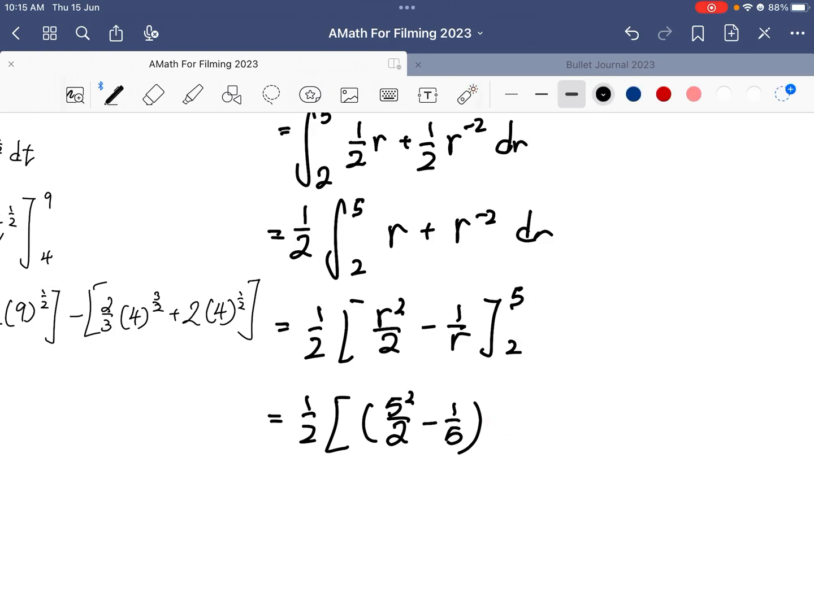Then what I'll do here is to minus away. I will put here 2. Substitute 2 into r, so I get 2 squared over 2 minus 1 over 2. I close the bracket. If you use your calculator, what you get is the value of 5 and 2/5.